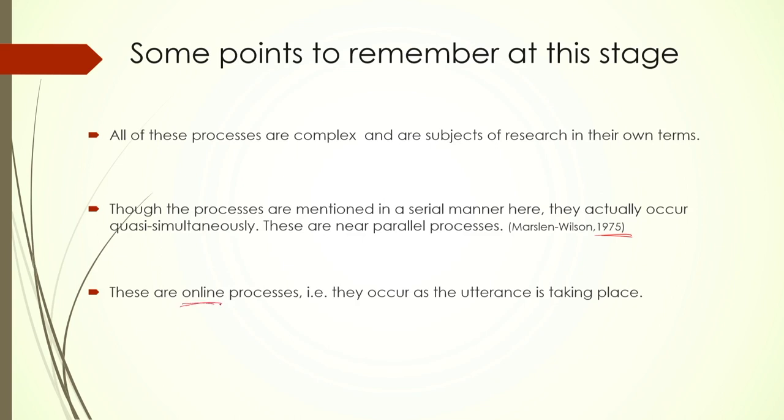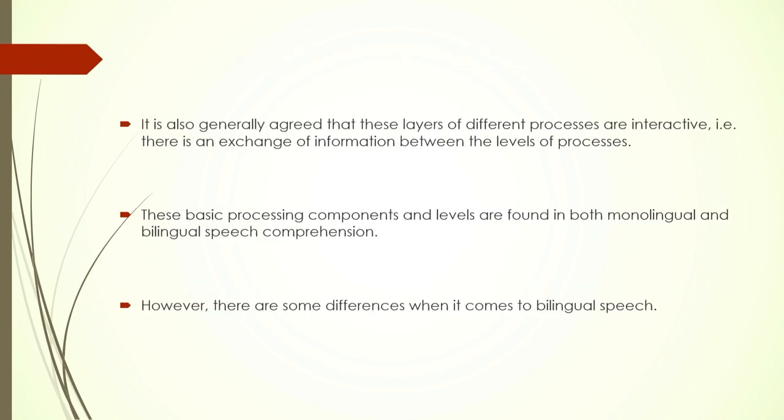Third is that this is an online process. Today online has a different interpretation, but here online means that as the spoken signals are given out by the speaker, the listener processes them simultaneously. So as the utterance is taking place, the understanding or processing of that signal is also taking place. That is what we mean by online in this case. And it is also generally agreed upon that all of these different layers of processes interact. They are not separate processes, so to say. There is a lot of interaction and exchange of information between these levels of processes.